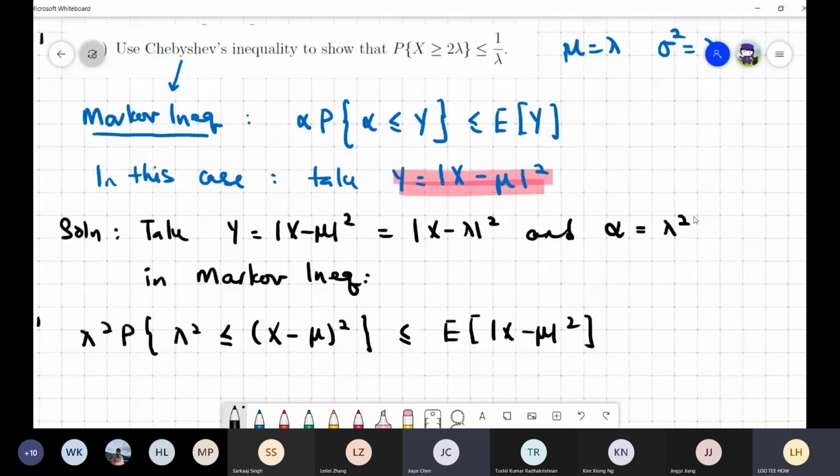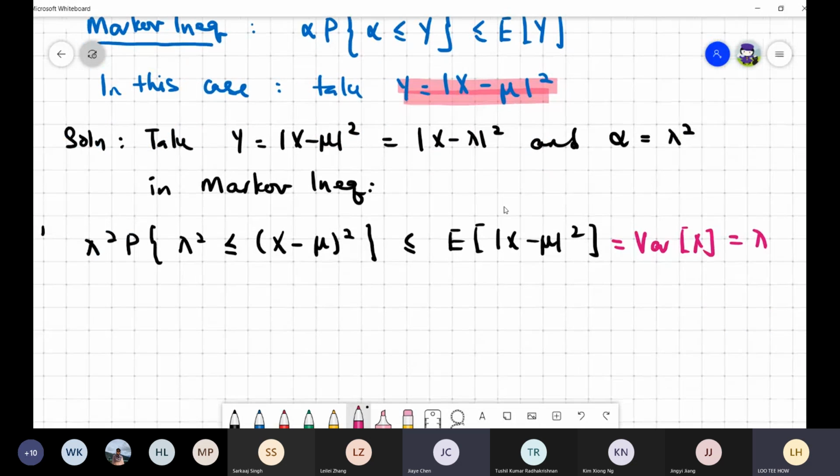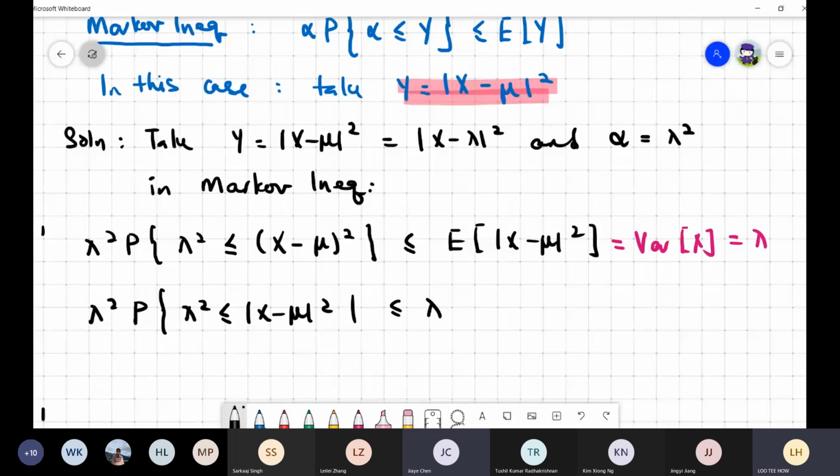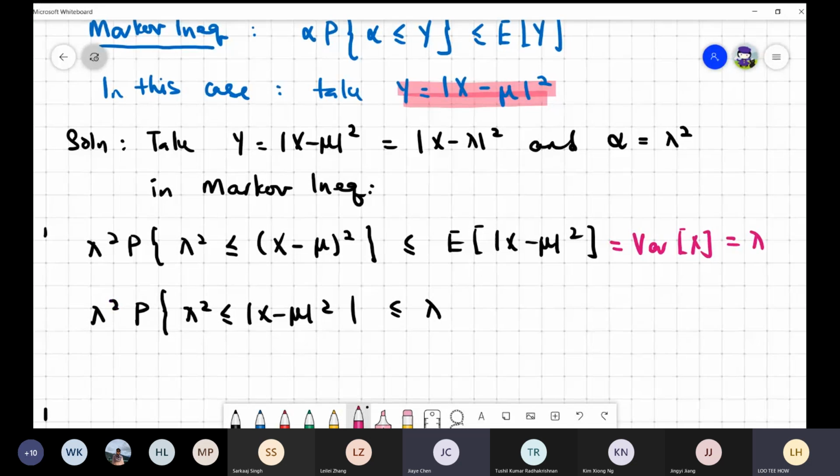And also because the mean is equal to lambda, you can see this part is actually equal to the variance of x. So that's why this is actually equal to lambda. So from here, the inequality becomes lambda squared times P of this less than or equal to lambda. And because both are positive, we can cancel this and this, so that we can simplify it to become this.